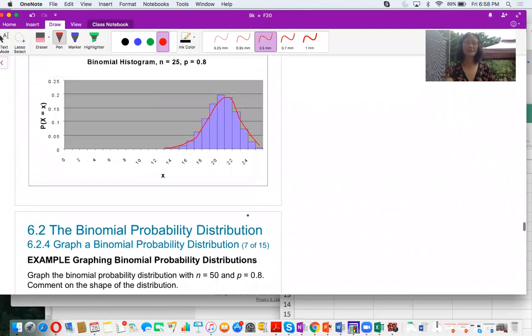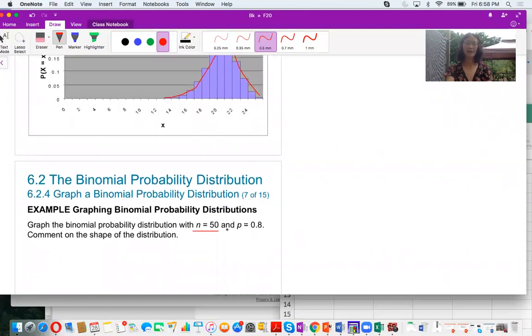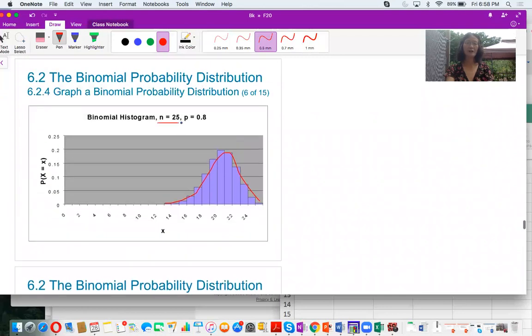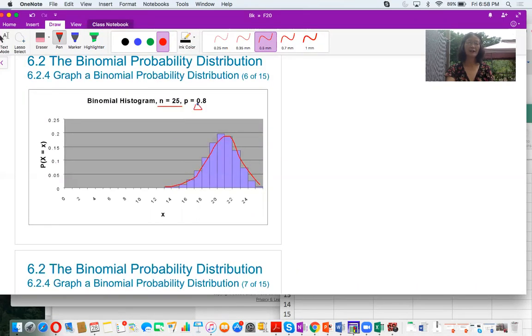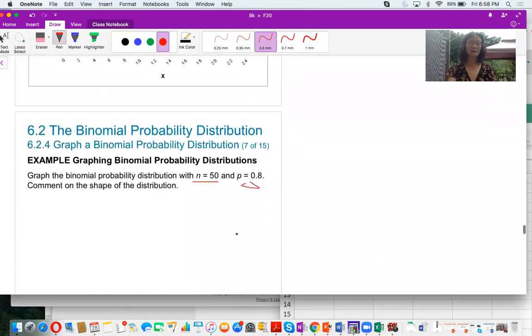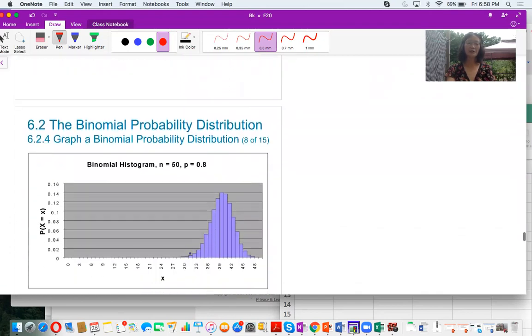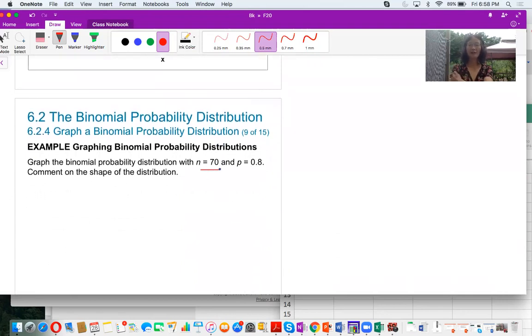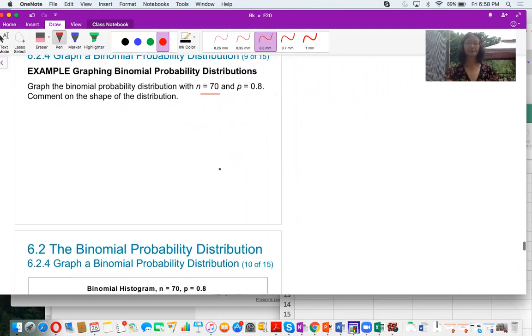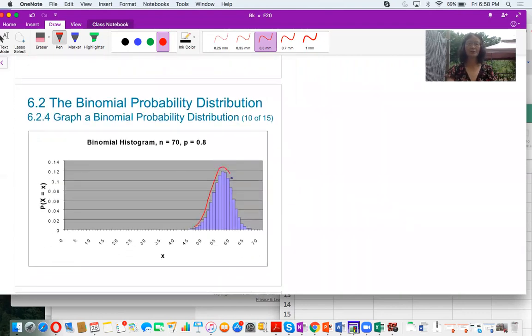And in this example, when you have a large sample size, this is 50. This one, you only have 25. And then when you have the same probability, p equal to 0.8, and you graph the binomial probability distribution, you get roughly bell-shaped symmetry. This means when you increase sample size, it becomes bell-shaped symmetry. And when you increase the sample size to 70, see, almost bell-shaped symmetry.